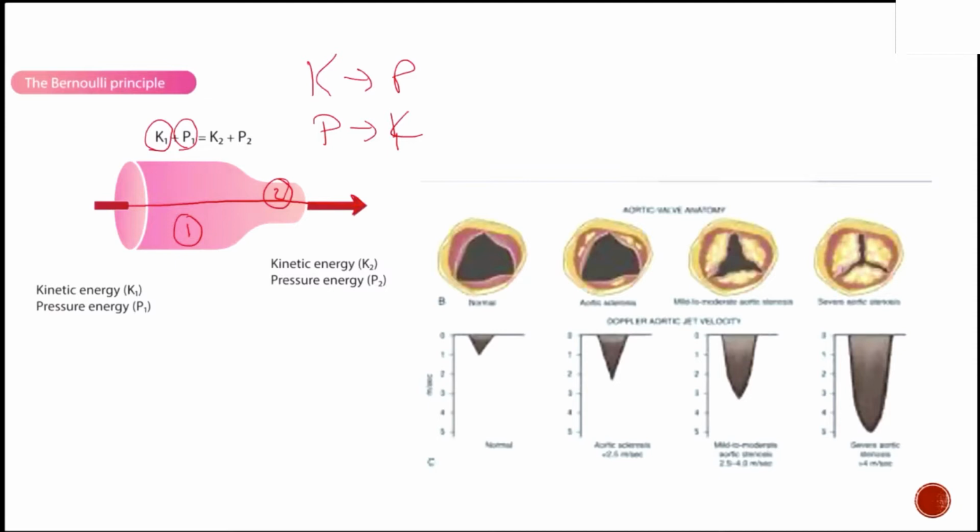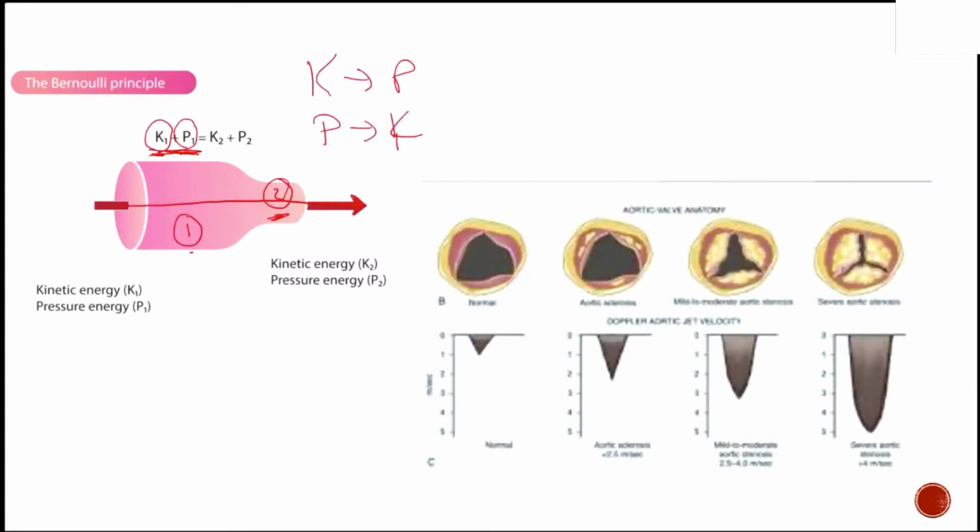So basically that K1, the addition of K1 and P1 at point 1 here, has to equal the combination of K2 and P2 at position 2, right? And that's all the Bernoulli equation is showing us.